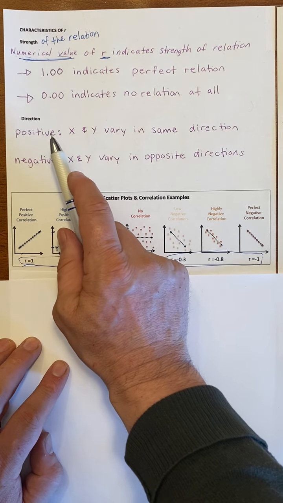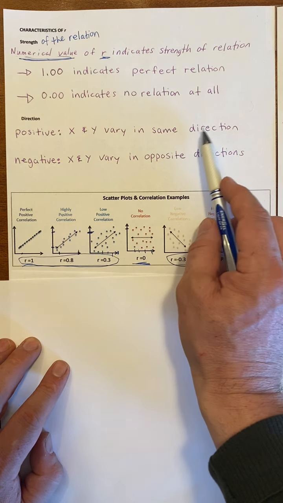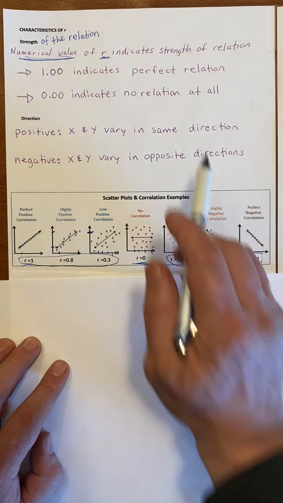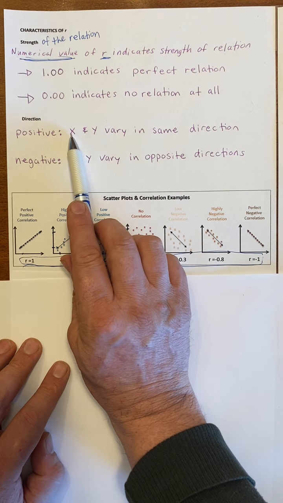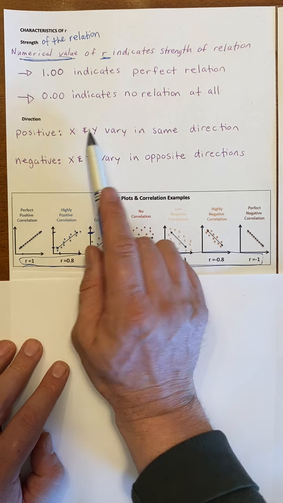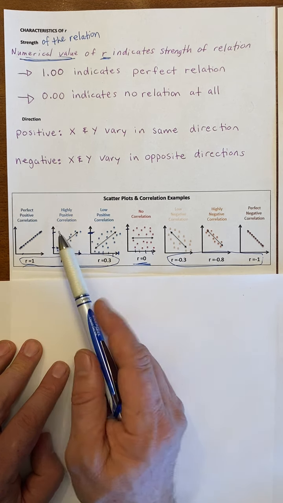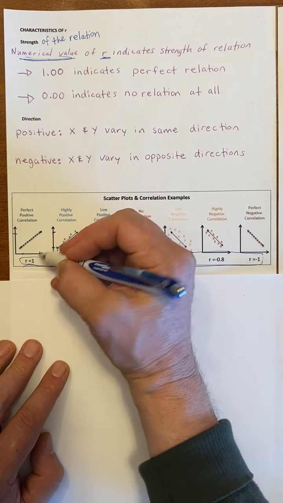Well, if your R is positive, it means that your X and Y vary in the same direction. What do I mean by that? I mean that if you have an X score that's high, then you're also going to have a Y score that is high, right? And that's what we got going on here. I had an X score that was high, and I also have a Y score that is high.